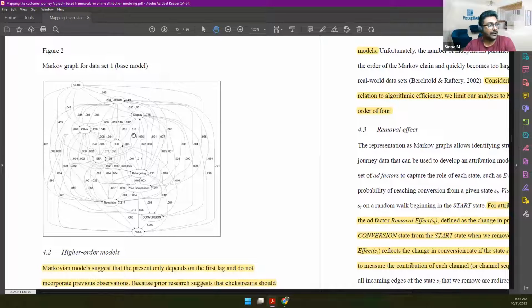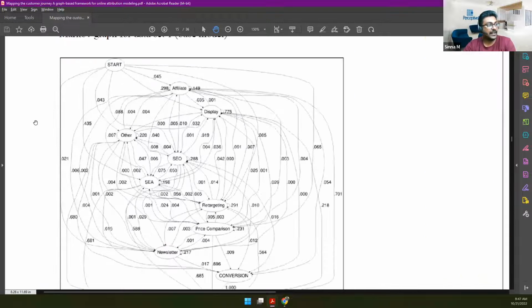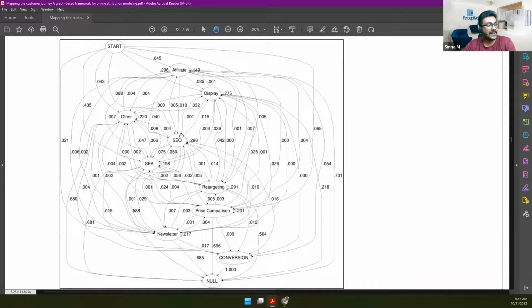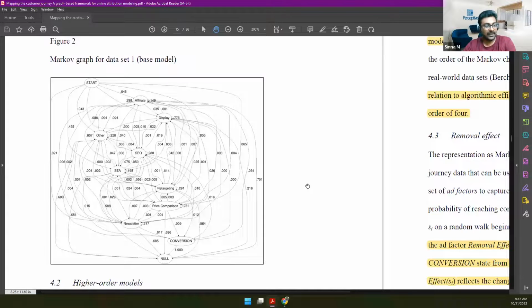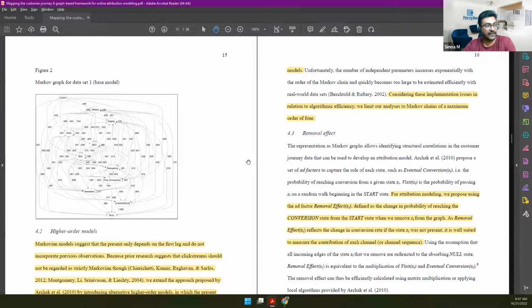Once you build this graph, how do you decide which of these channels get more attribution? That is done by calculating something called a removal effect. Let us say you take out SEO from this whole network. Then the lines that go from SEO to conversion are gone. So how much is the impact on conversion if SEO is not there? That is the removal effect of SEO, and that is pretty much close to the attribution of SEO. That is how you identify the attribution for each of the channels you see here.